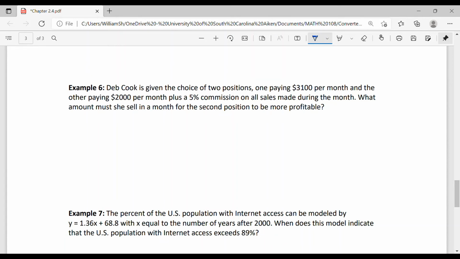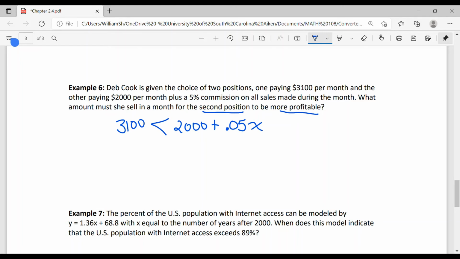Now, let's look at each position. So the first one is $3,100 per month, right? Now, we want to look at the second position being more profitable. So this is the first position here. We want the second one to be greater than the first one. Okay. Now, in the second one, she's only paid $2,000 a month, but she gets a 5% commission. Now, when we change that 5% to a decimal, it's 0.05. So she gets 5% of whatever she makes that month. We're going to call that value x.